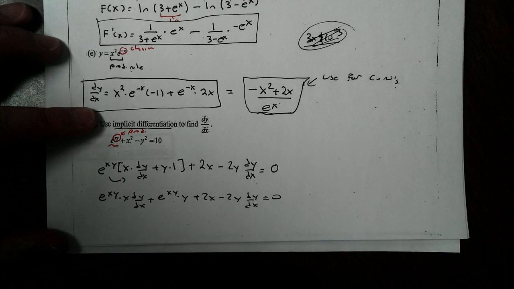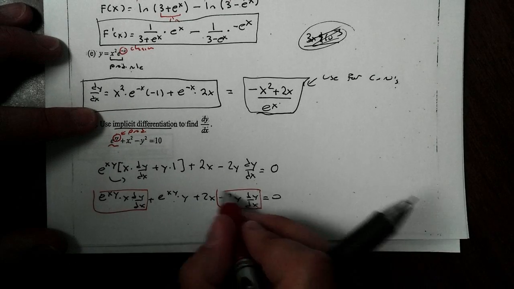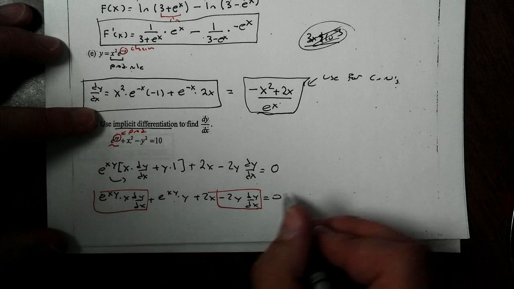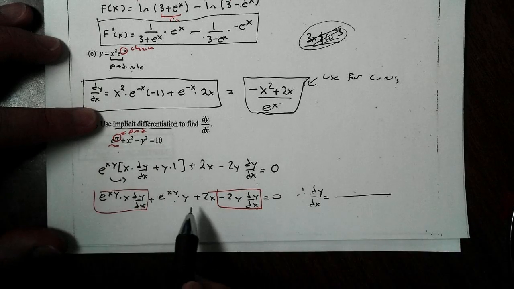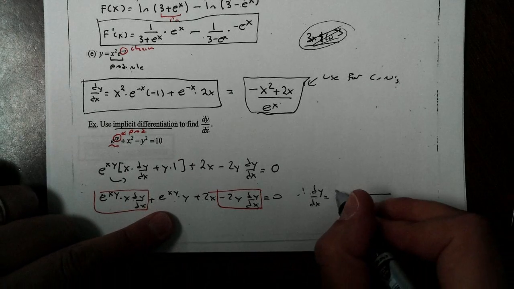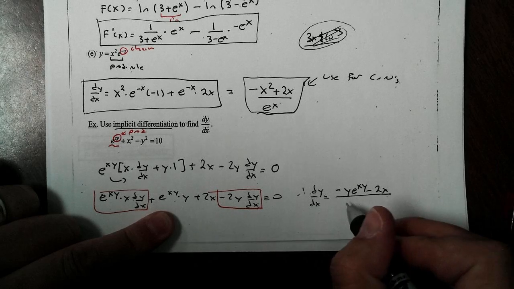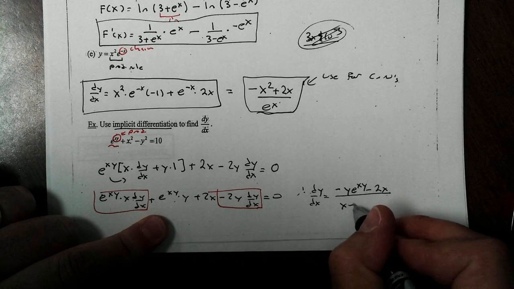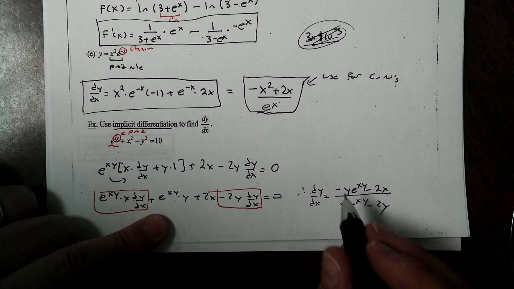And from here, remember, anything with a dy/dx stays. Next year in multi, we're going to look at a much faster way to do this, by the way. So therefore, my derivative, dy/dx, would equal, anything without a dy/dx goes with the first, negative y e to the xy minus 2x divided by x e to the xy minus 2y. And there's our derivative.